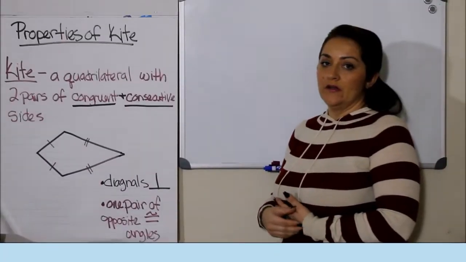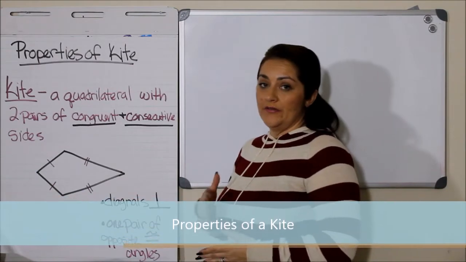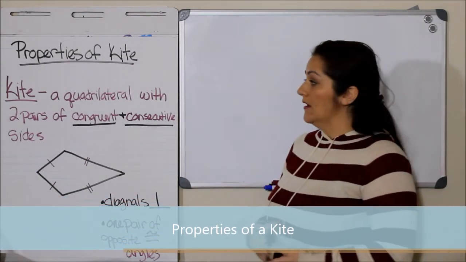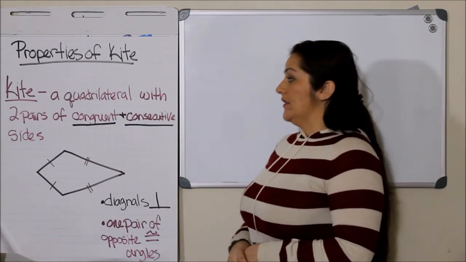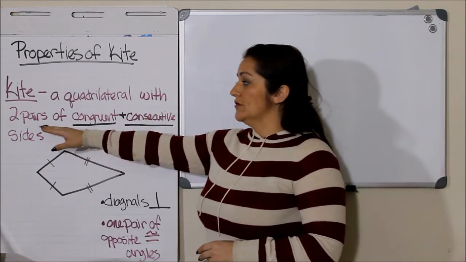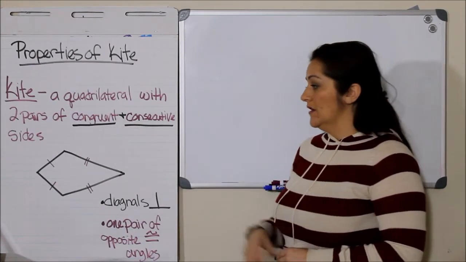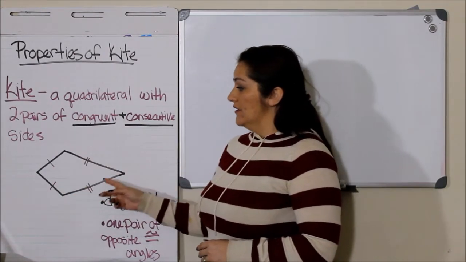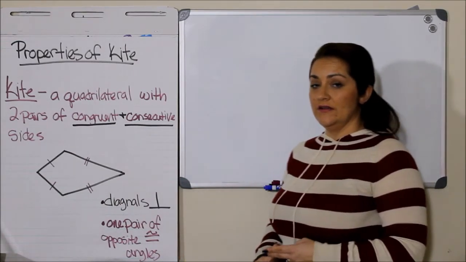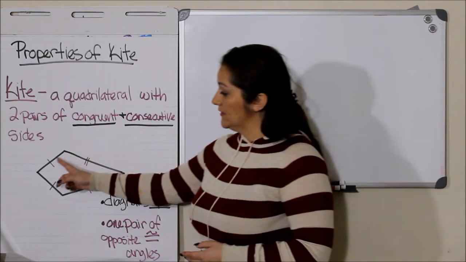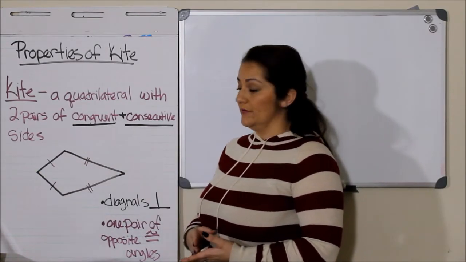Additional shapes that we're going to work with are called kites. And so now we're going to talk about the properties of kites. Now kites are quadrilaterals, which means they have 4 sides, but they also have something special: 2 pairs of congruent consecutive sides. So you can see here I have a kite. It has 2 pairs of congruent, equal, consecutive, next to sides. As you can see, these 2 sides here are next to each other and they're congruent.